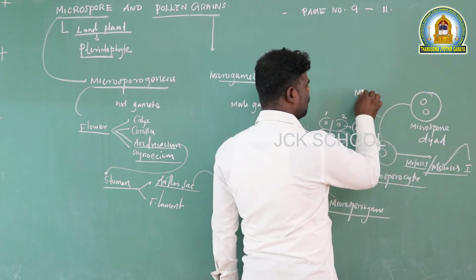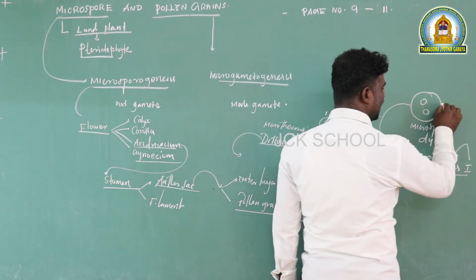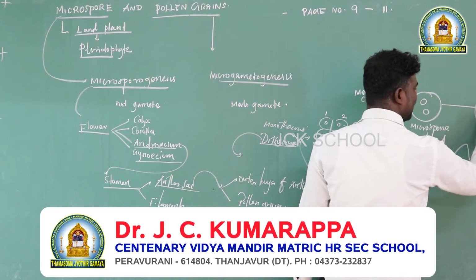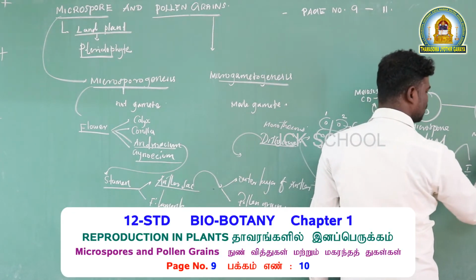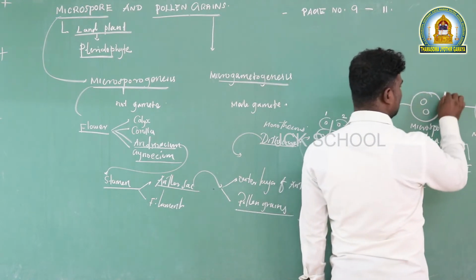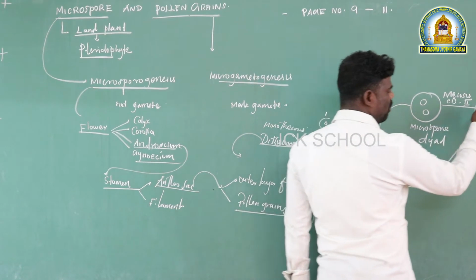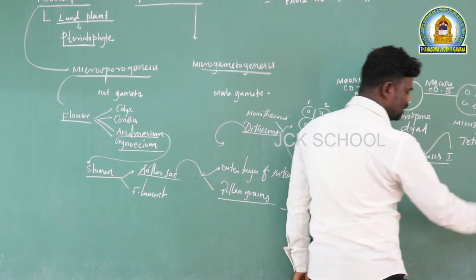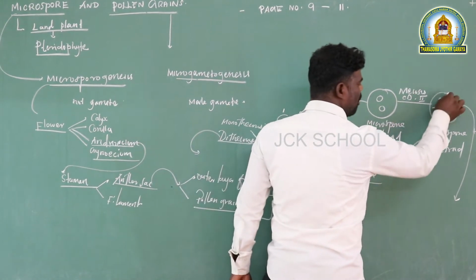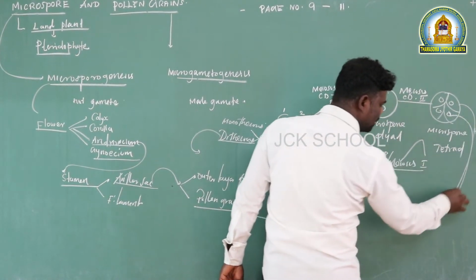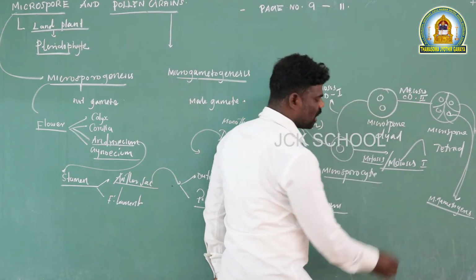Followed by meiosis cell division 1, these become a microspore dyad, and then a microspore tetrad. This process is followed by meiosis cell division 2. These microspore tetrad cells are then exposed to the microgametogenesis process. So how does microgametogenesis occur?